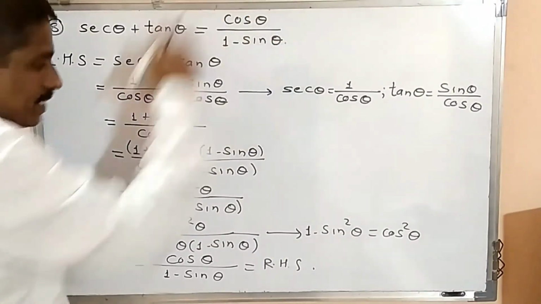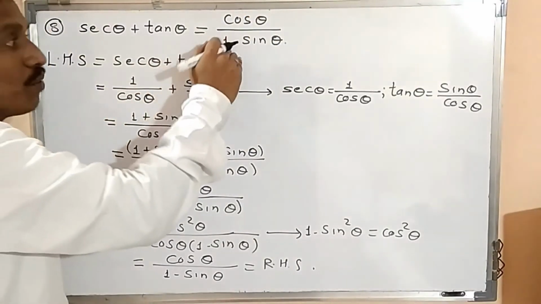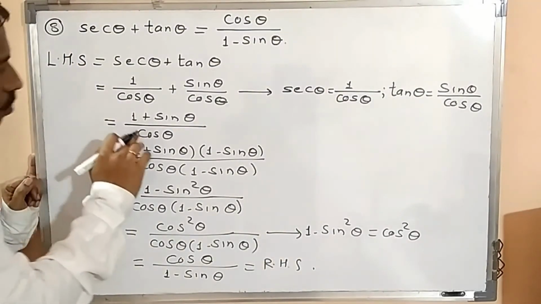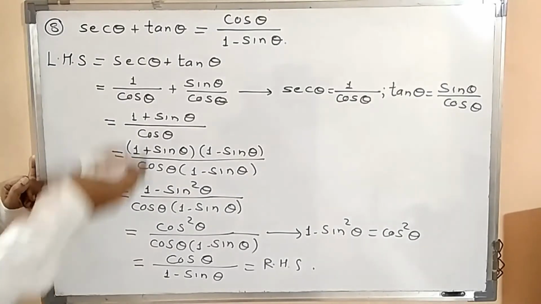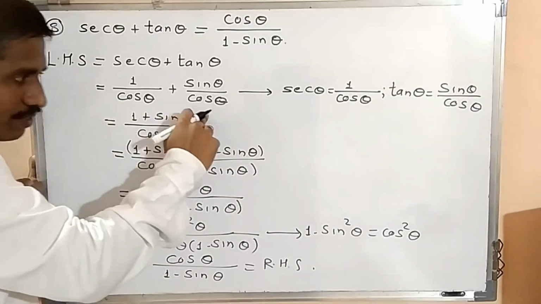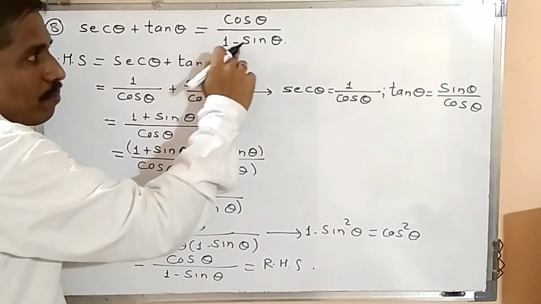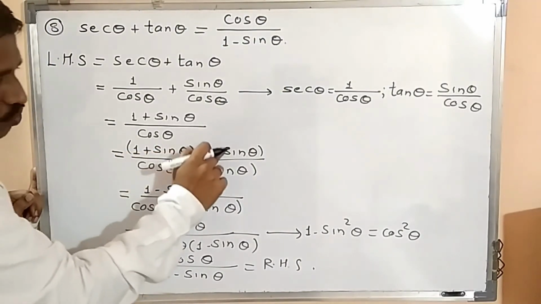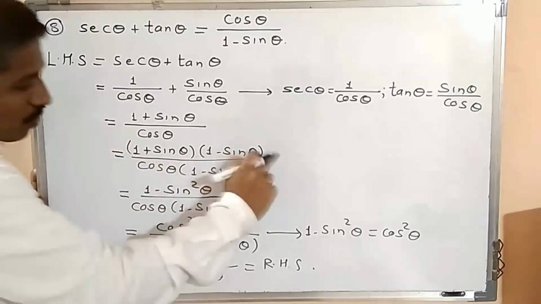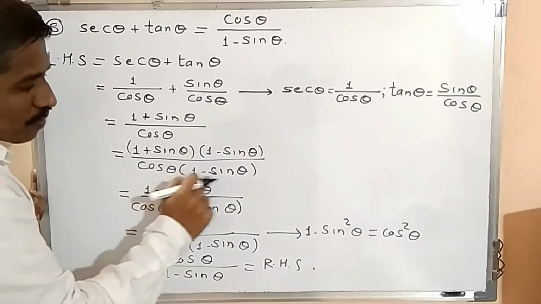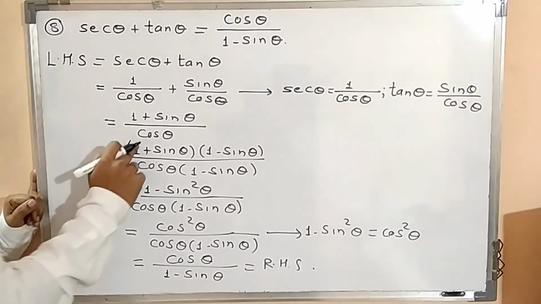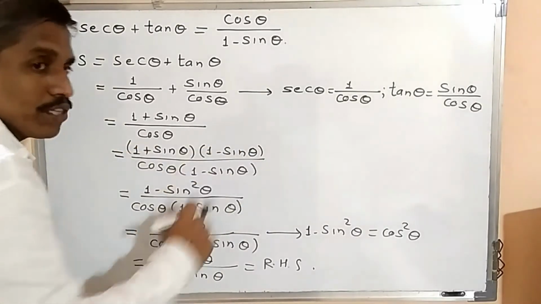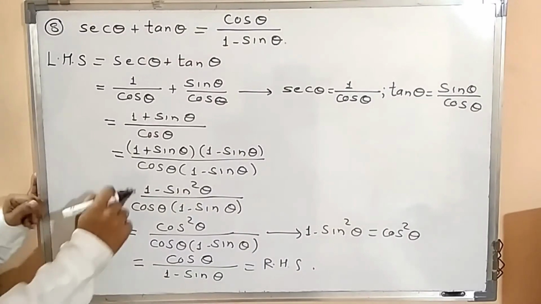Now look at right hand side. In right hand side I need 1 minus sin theta in the denominator place. Here I am getting only cos theta. So I will multiply numerator and denominator by 1 minus sin theta. So what I will get? 1 plus sin theta into 1 minus sin theta upon cos theta into 1 minus sin theta. This is a plus b, a minus b. So what is expansion? A square minus b square.